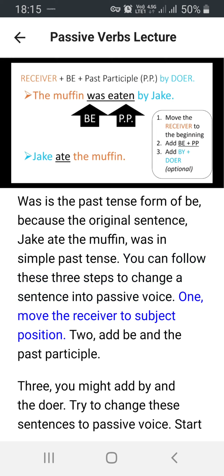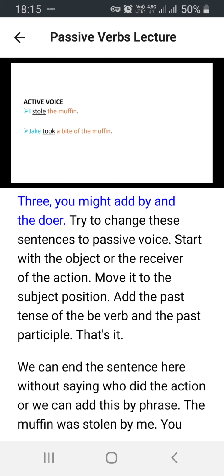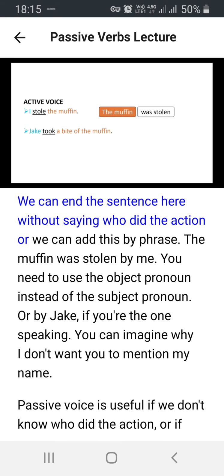You can follow these 3 steps to change a sentence into passive voice. 1. Move the receiver to subject position. 2. Add be and the past participle. 3. You might add by and the doer. Try to change these sentences to passive voice. Start with the object or the receiver of the action. Move it to the subject position. Add the past tense of the be verb and the past participle. That's it. We can end the sentence here without saying who did the action.